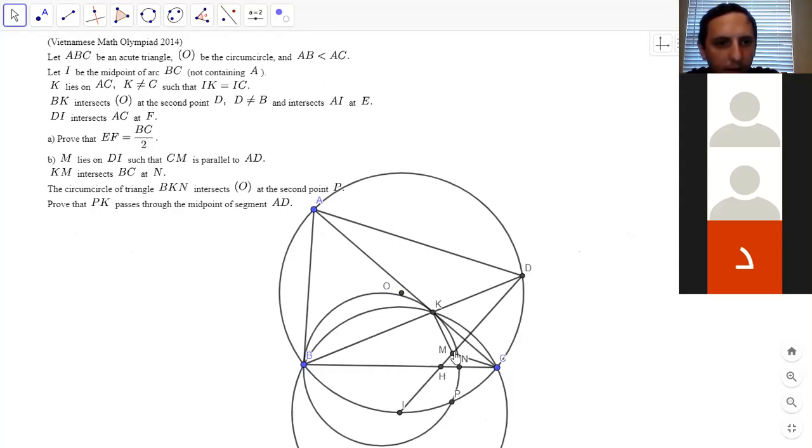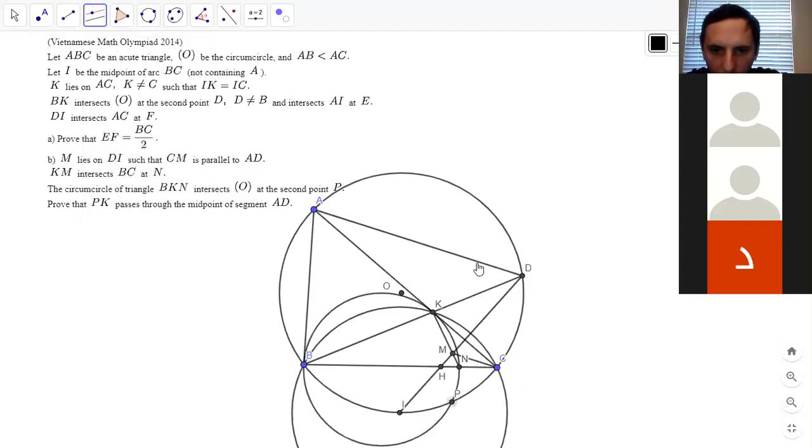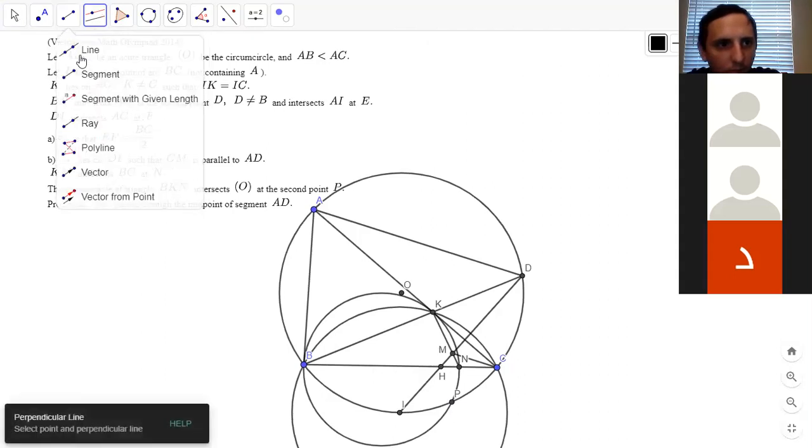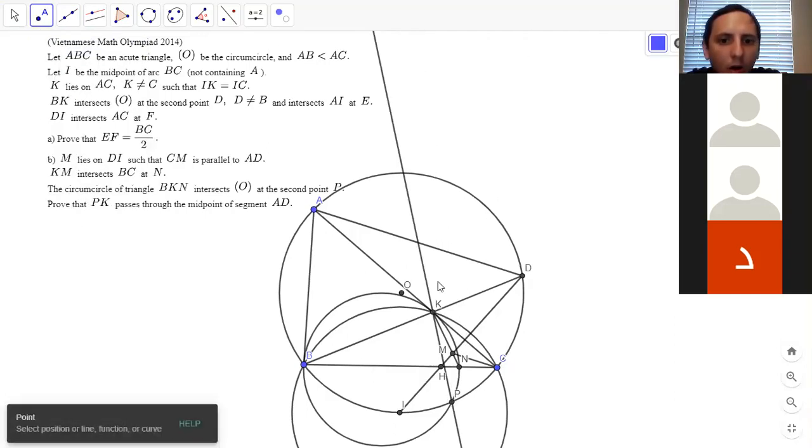So M lies on BI such that CM is parallel to AD and KM intersects BC at N. P. Okay, so let me see. Oops, the parallel from P to AD. I think we're using the angle chase. Okay, so let PK cut AD at a point, and the circle O at a point too.